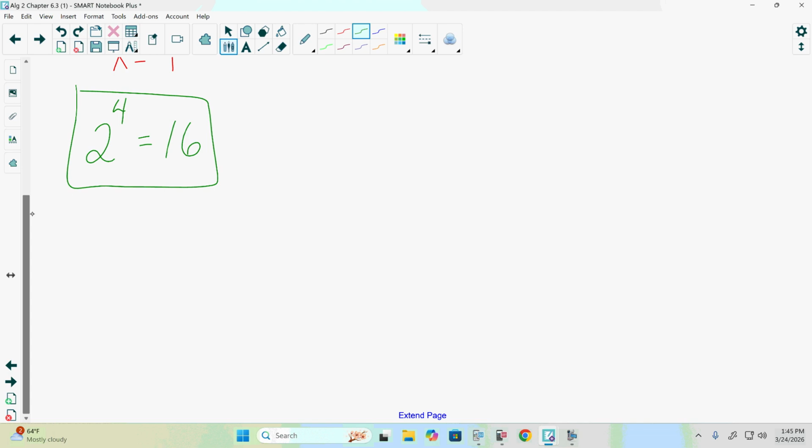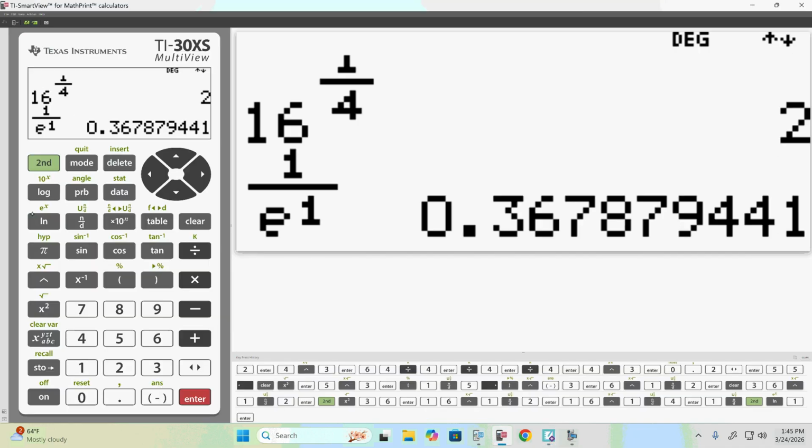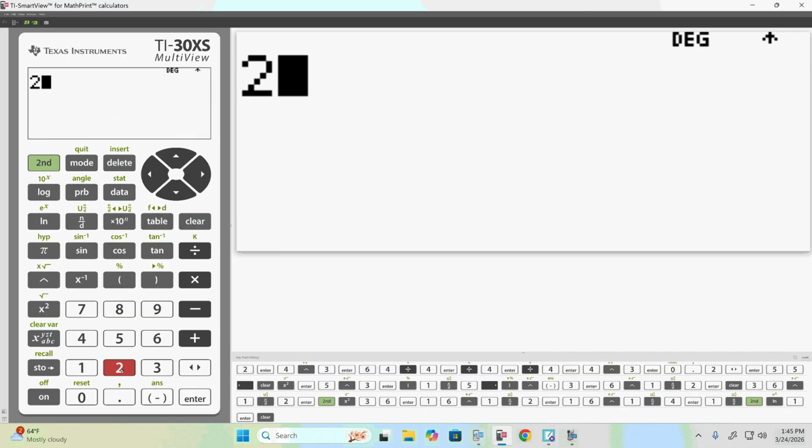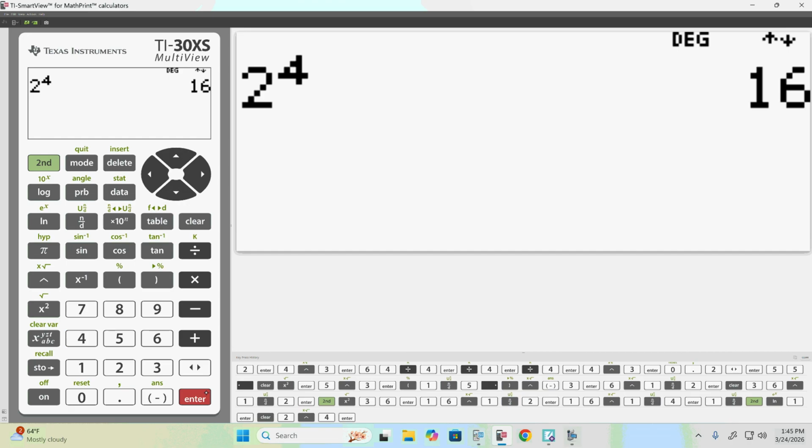We're just switching forms. Now it's easy to check because 2 to the 4th equals 16. I can grab a calculator and ask, what is 2 to the 4th power? It is 16. That is a true statement. It is a true equation.